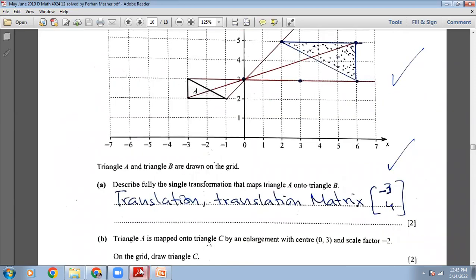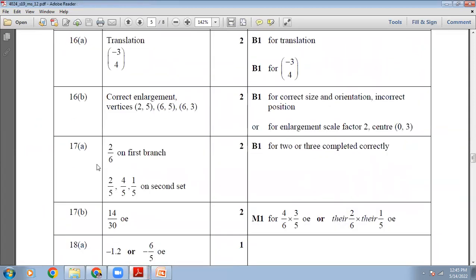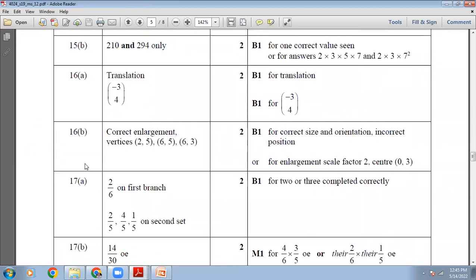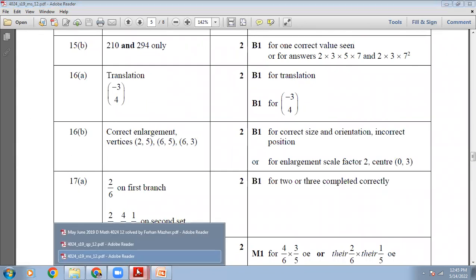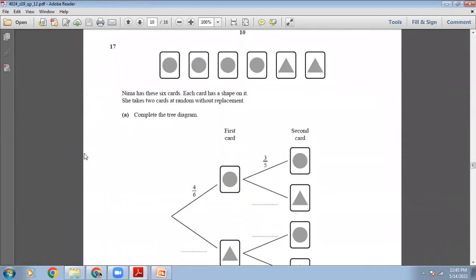So let's have a look at the marking scheme, what it has to say. They have given the vertices of that triangle. I have already checked it. It's perfect. So that is how you do the enlargement. I hope you understand. So that was question number 16. Now we are going to the next question. Here, question number 17 is coming up on your screen.